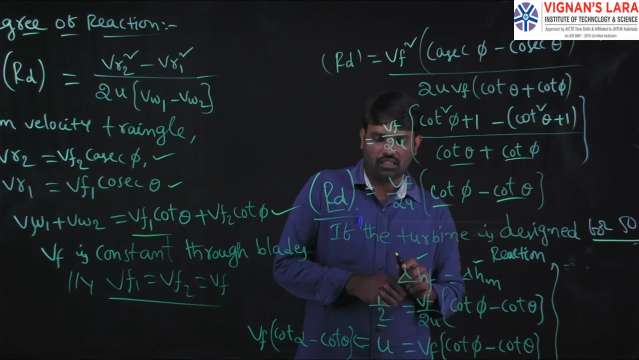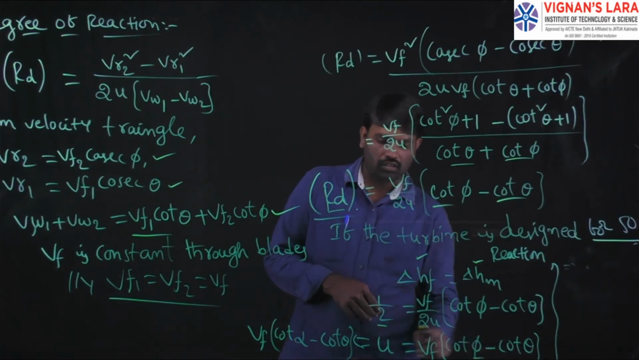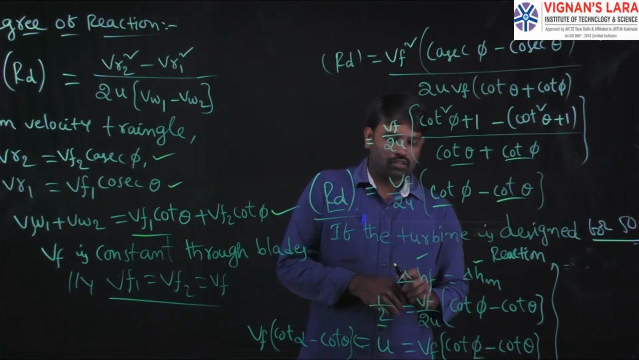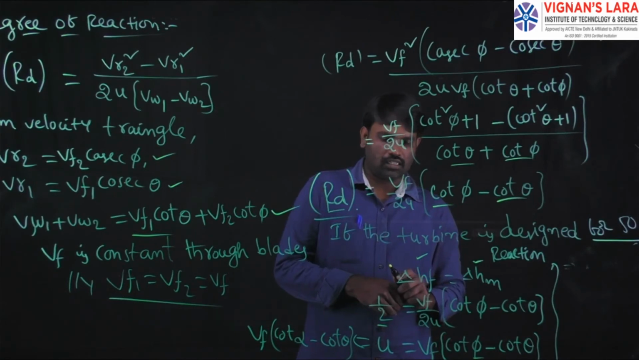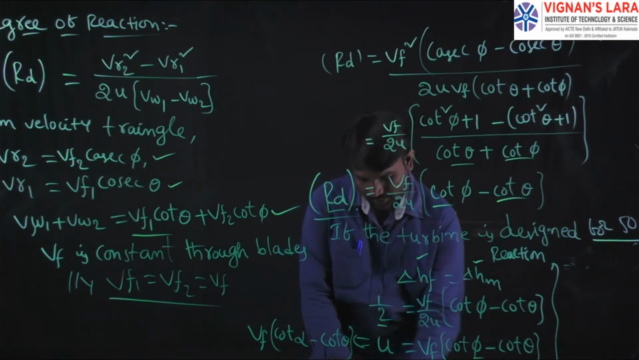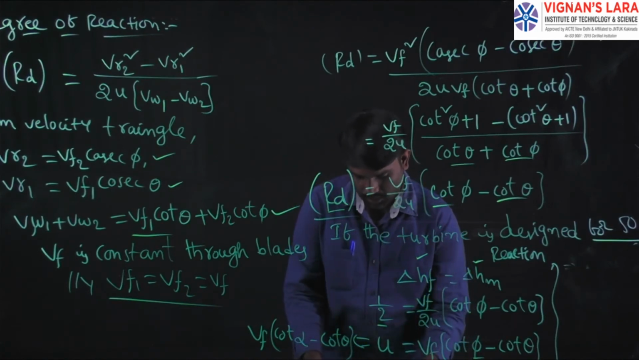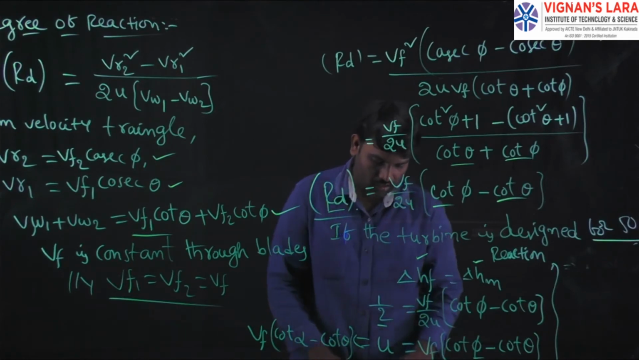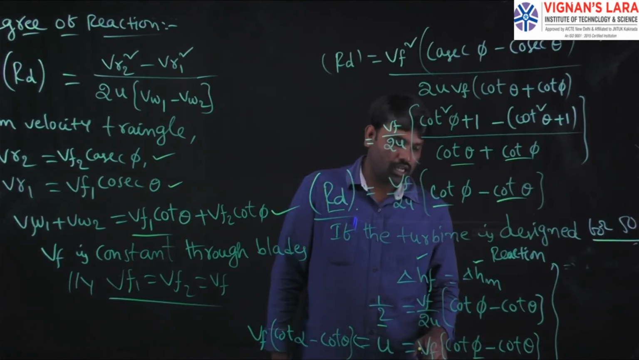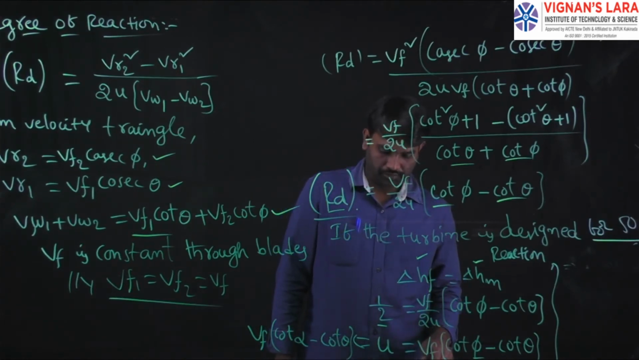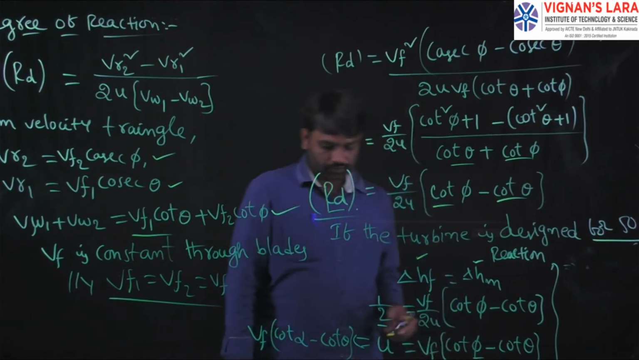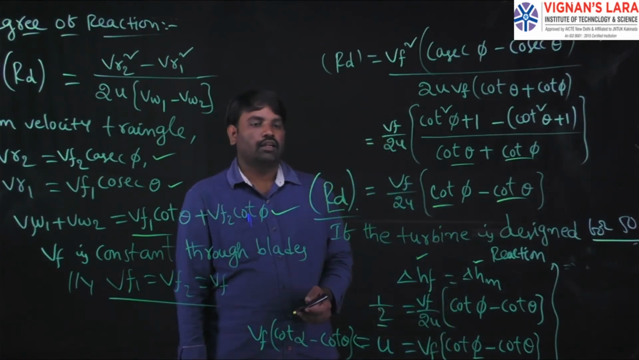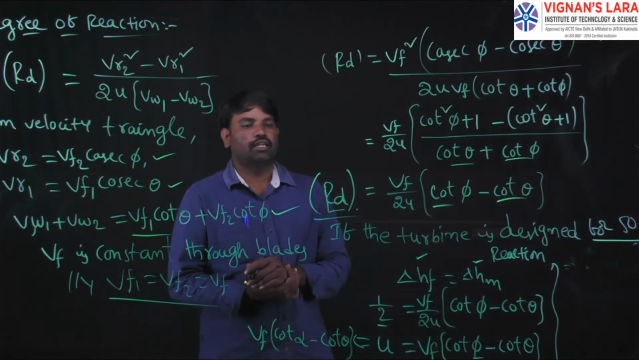That means alpha is equal to phi and theta is equal to beta. From this equation you can write alpha is equal to phi, and theta is equal to beta. This is for the reaction turbine with 50% degree of reaction.